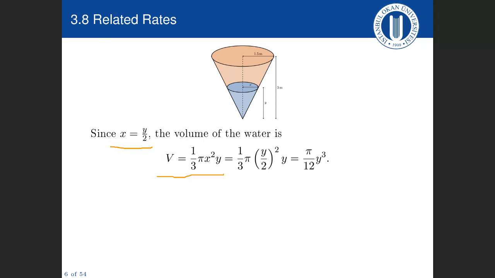The formula for the volume of a cone is 1/3 pi x squared y, but if x is y over 2, that becomes pi over 12 y cubed. We're going to differentiate this equation with respect to t, and then we're going to find dy/dt. So differentiating, dV/dt is pi over 4 y squared multiplied by dy/dt. That's the chain rule again.